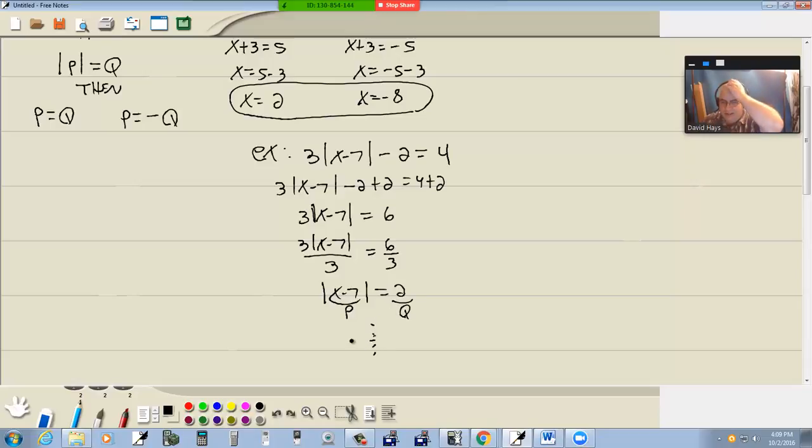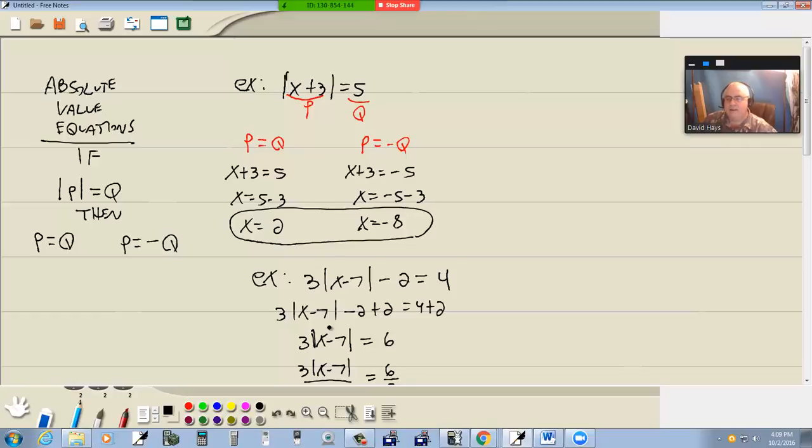Again, the key to these is get the absolute value by itself on one side. On some problems, you may not do it, and you might get the correct answer, and you think, well, I don't need to do that. But I guarantee other ones you will not get the correct answer if you don't get the absolute value by itself.